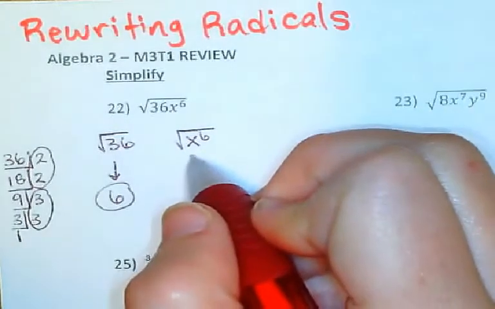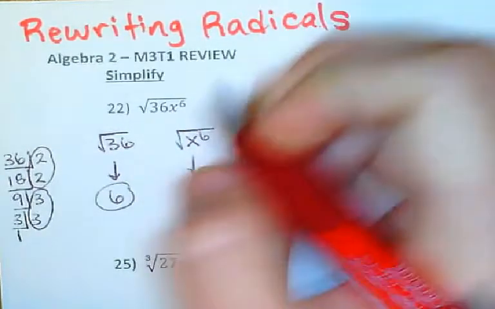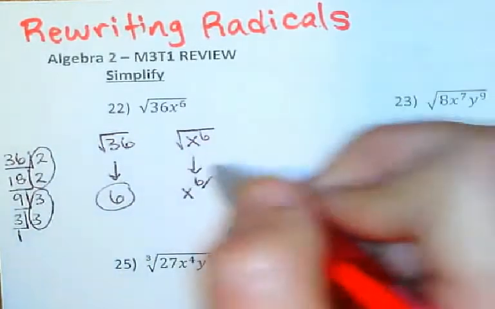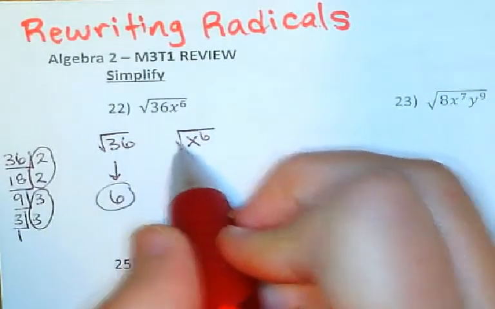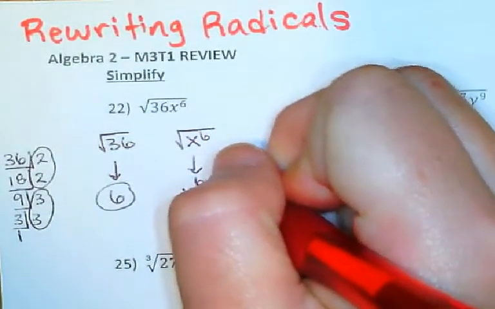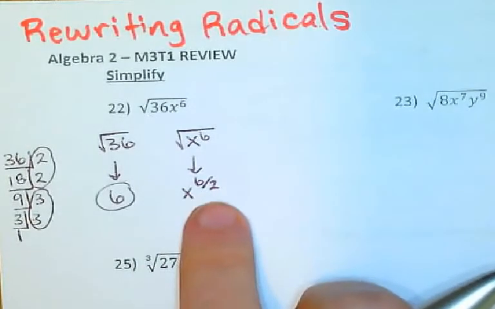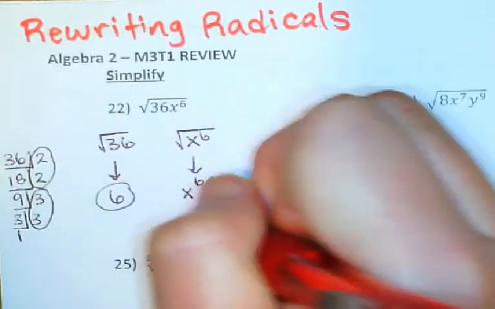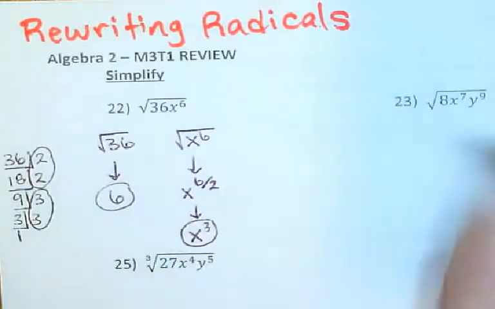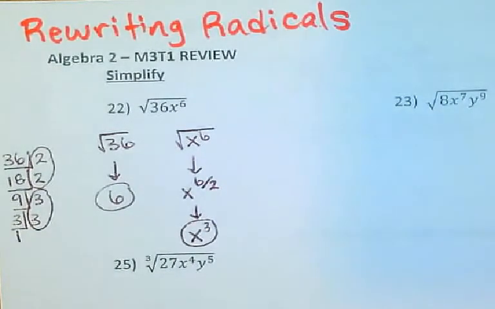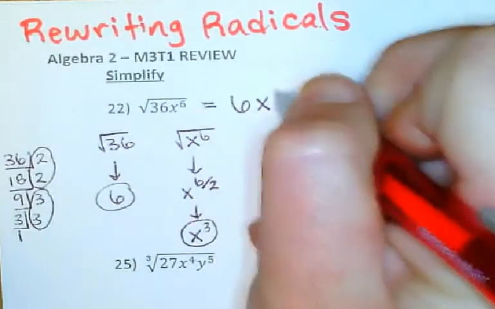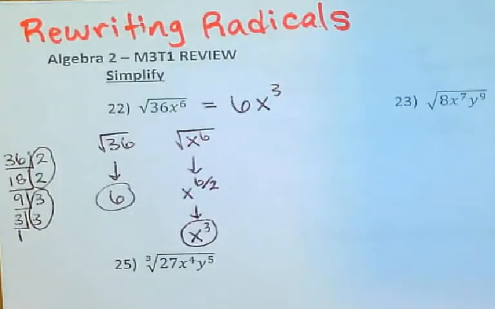Now with this guy, I'm going to change it to exponential form. So this is x to the 6th over my root. This is a square root, right? So over 2. So I'm going to simplify that fraction. What's 6 divided by 2? It's 3 with nothing left over, right? So that is really x to the 3rd, and I also have nothing left over. So my final answer here is going to be just 6x to the 3rd with no radicals, nothing. That's how we would simplify it.